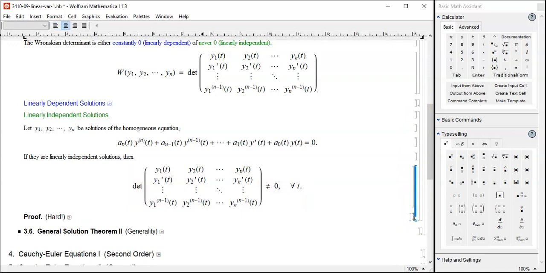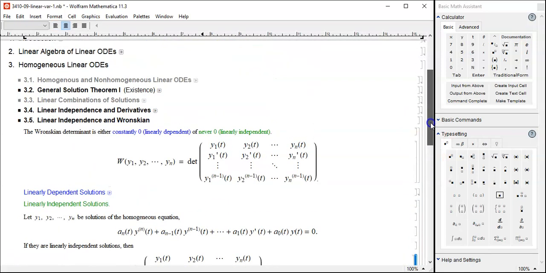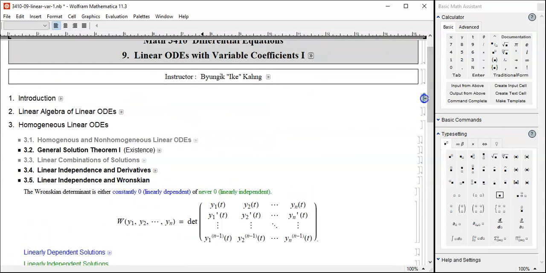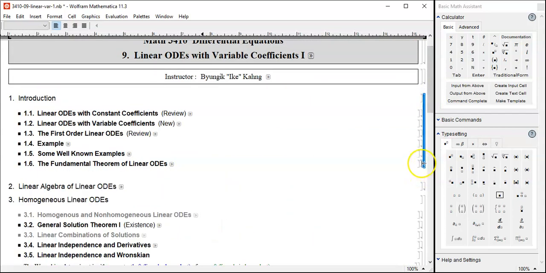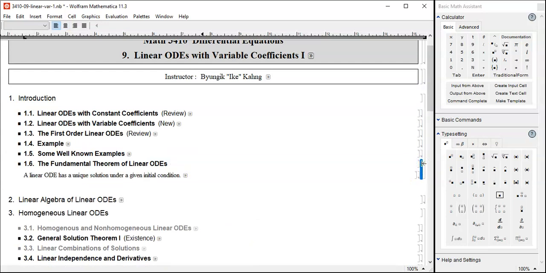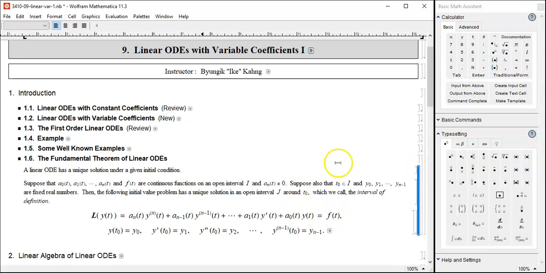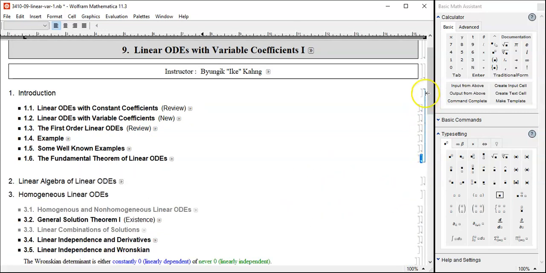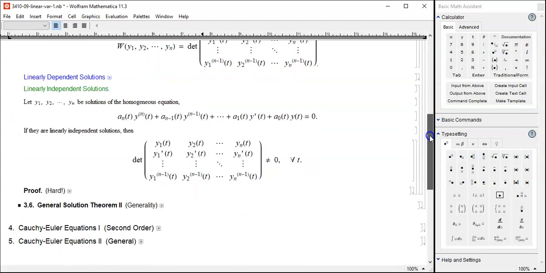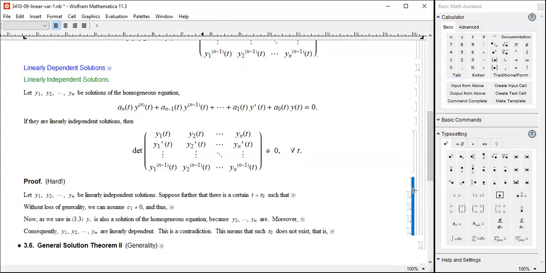It's hard. And also, before starting, let me have a reminder here. The fundamental theorem of linear ODEs: a linear ODE has a unique solution under a given initial condition. More precisely speaking, we need an interval of definition. So inside that interval of definition, under an appropriate initial condition, we have to have a unique solution, one and only solution, always. All right, let's begin.